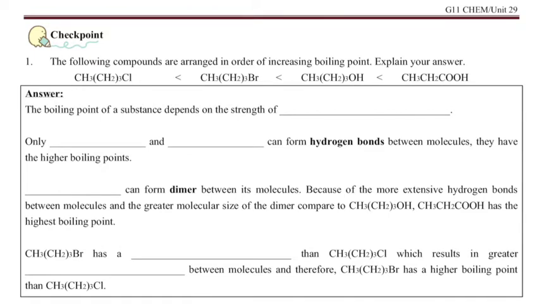First we describe the change. The boiling point of the substance increases, and we also know the boiling point of the substance depends on the strength of intermolecular forces. Then we need to consider the first factor, whether it can form hydrogen bonds between molecules. As we can see, only alcohol and carboxylic acid are able to form hydrogen bonds between molecules. So we first mention that.